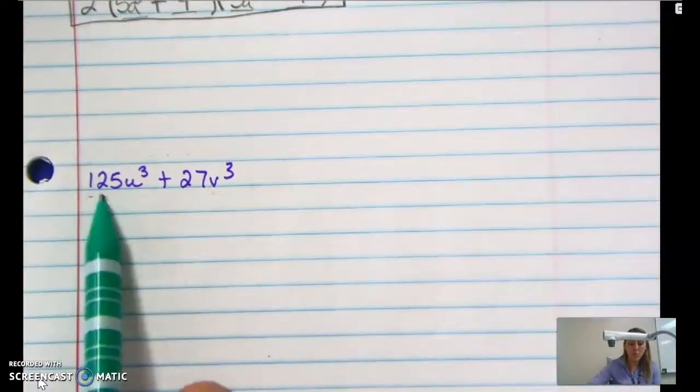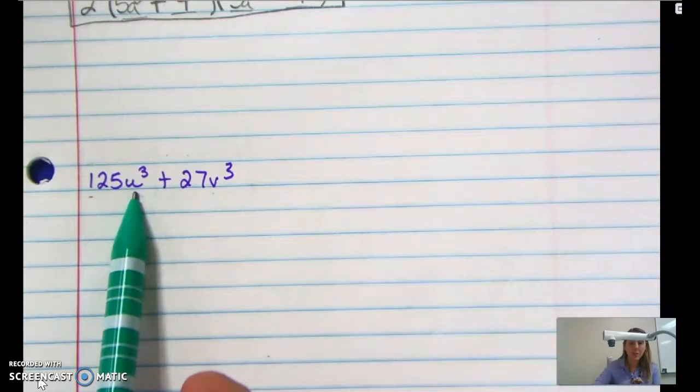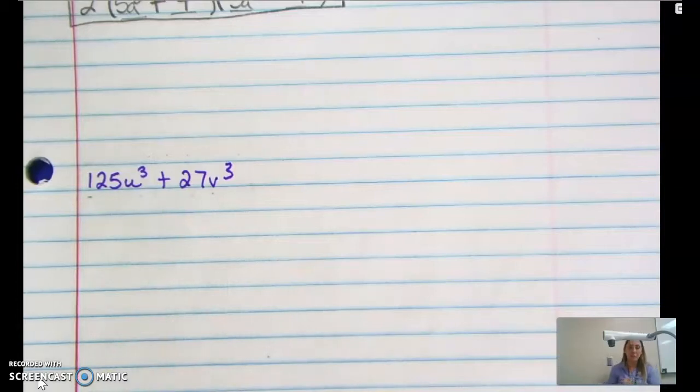terms. So is 125 a perfect square? No, that doesn't work. Is 125 a perfect cube? Yes. Is U cubed a perfect cube? Yes. Is 27 a perfect cube? Yes. Is V cubed a perfect cube? Yes. So we're going to do a sum and difference of perfect cubes.